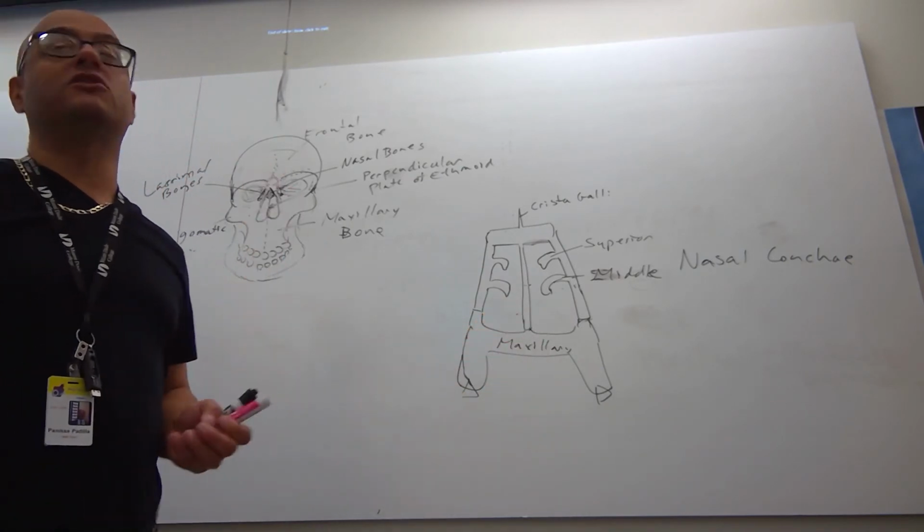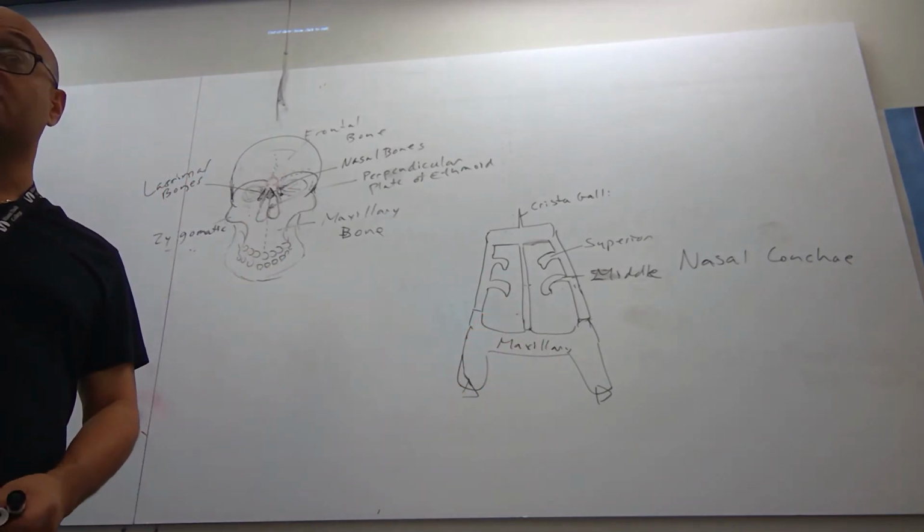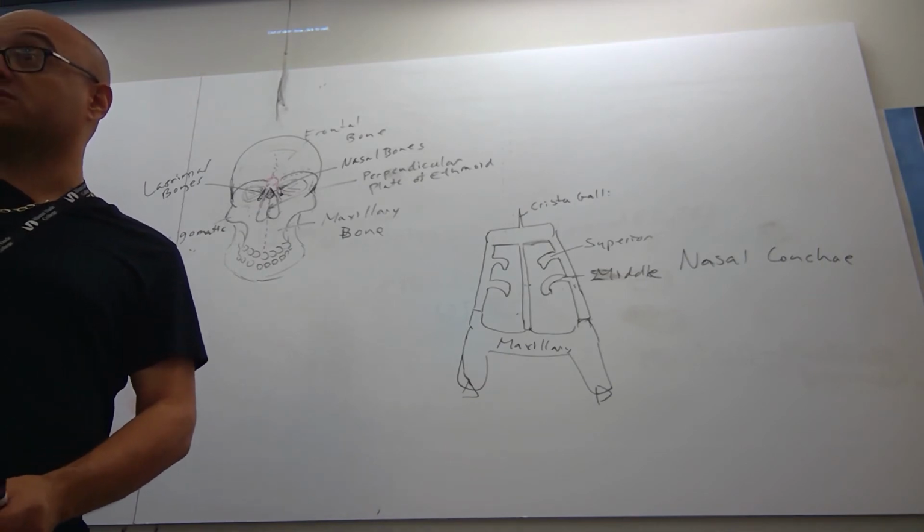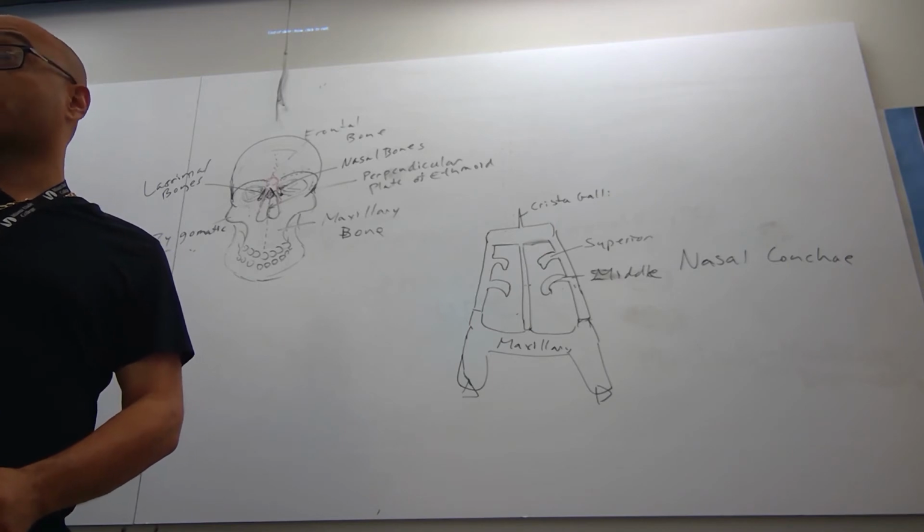The reason why they call them concha is because concha look like what? Like snail shells. Right? Conchas are like snail shells. They're squirrely snail shells, you see? They're just not complete.